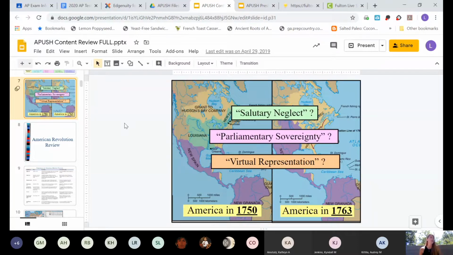And the French and Indian War is going to change that. The British are going to take a much more firm oversight position on the colonies. What about the French and Indian War makes that change happen?